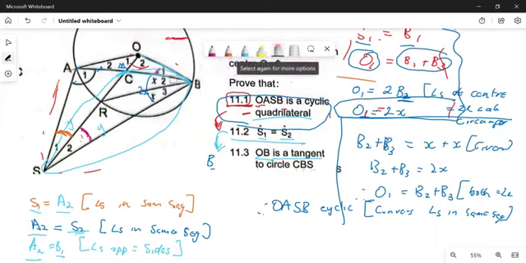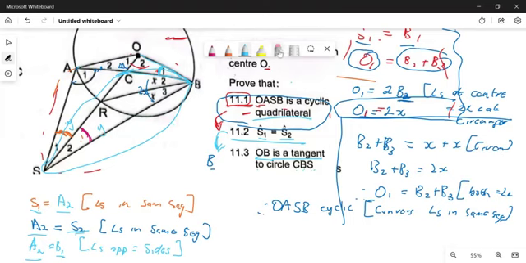So in other words, what they're trying to tell you here is that you have a chord CB. That's what you should be looking for. So CB becomes our chord, and OB becomes our tangent. So now we are going to have an angle between a tangent and a chord.